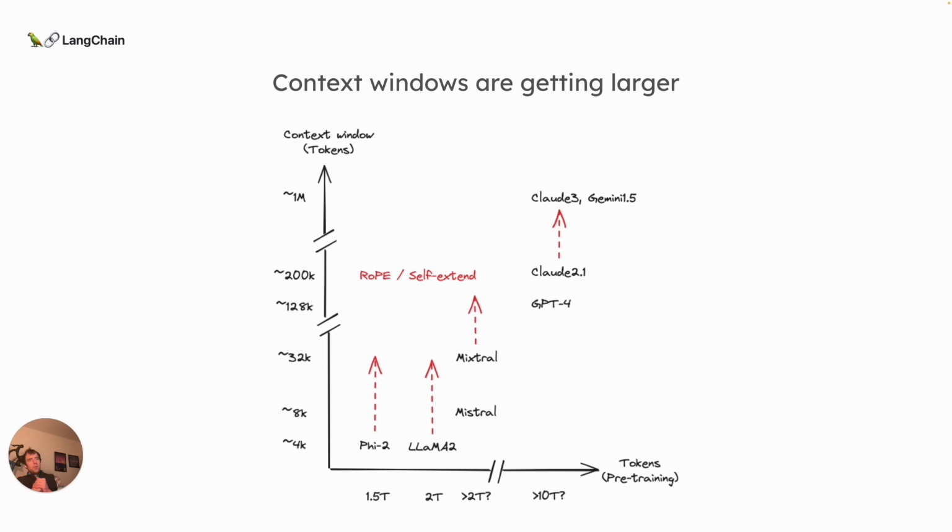But what's really notable is on the y-axis, you can see about a year ago, state-of-the-art models were on the order of 4,000 to 8,000 tokens, and that's dozens of pages. We saw Claude 2 come out with a 200,000 token model earlier, I think it was last year. GPT-4 with 128,000 tokens. Now that's hundreds of pages. And now we're seeing Claude 3 and Gemini come out with million token models. So this is hundreds to thousands of pages.